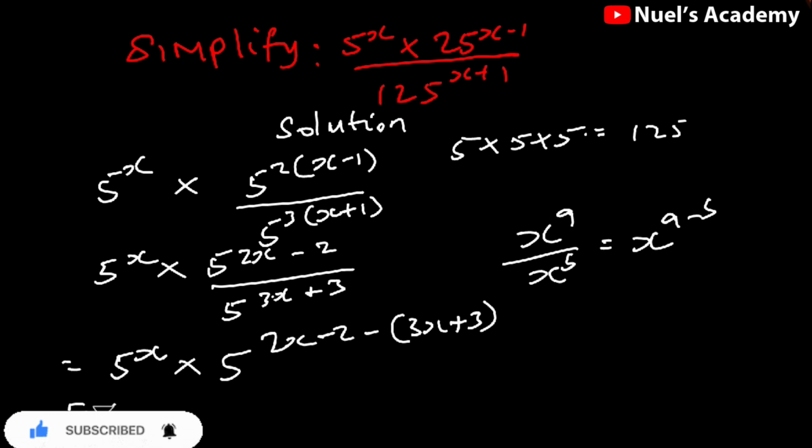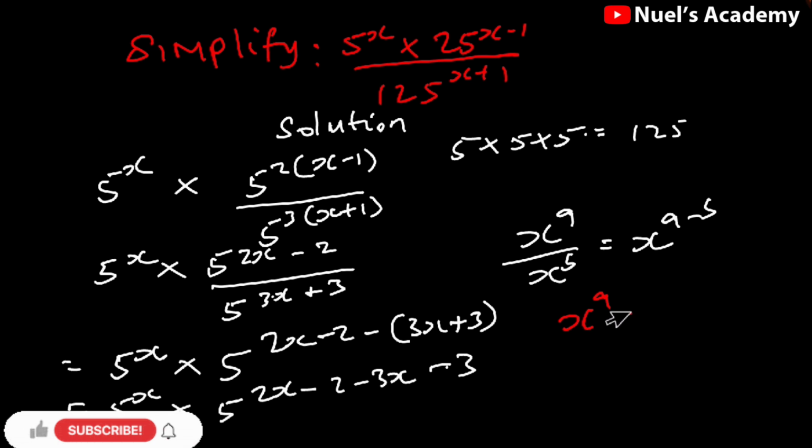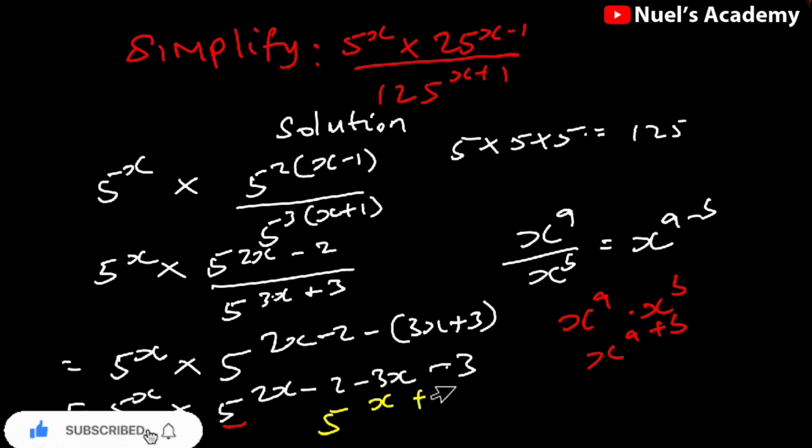So this equals 5 raised to the power x times 5 now into 2x minus 2 minus 3x, that's minus times 3x is minus 3x, then minus times plus 3 is equal to minus 3. So remember, if you have x raised to the power a multiplied by x raised to the power b, this is going to be equal to x raised to the power a plus b. So here, since the bases are the same, we are going to pick one of them, 5, and then add the exponents. So it's going to be 5 raised to x plus, that is this x here. So x plus, we have 2x minus 2 minus 3x minus 3.